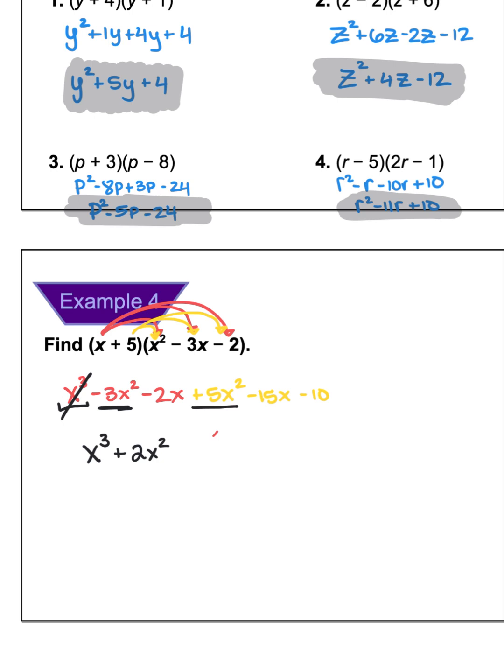Remember, when you're adding and subtracting, you do not touch the exponents. Then I see here that I have a negative 2x and a negative 15x. Those are my next like terms. Negative 2 minus 15 is negative 17x. And then negative 10 doesn't have anything to combine with, so we just bring it along for the ride, and this is our final answer here of x cubed plus 2x squared minus 17x minus 10.